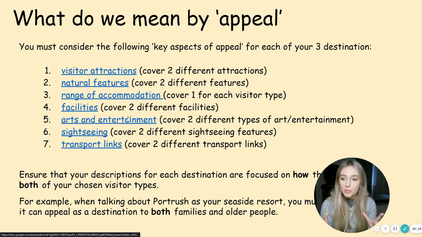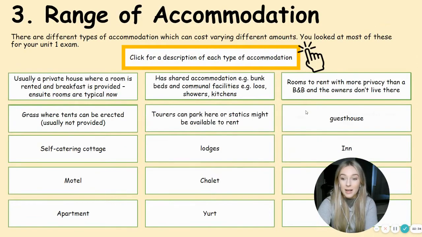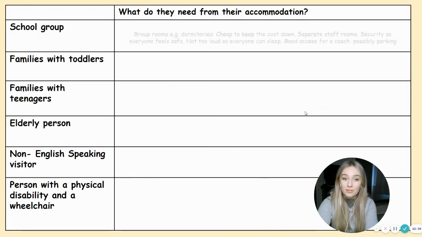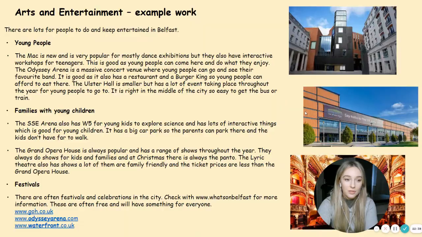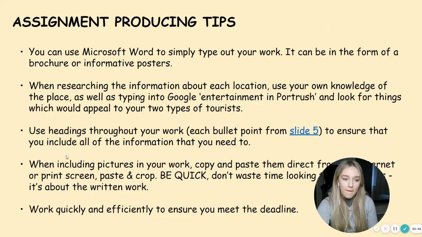So your first piece of work would be on Belfast, then you would have background information about Belfast, and then you would start into your 7 aspects of appeal, and each one of these would be its own paragraph, and within each one of them you would refer to your 2 types of customers. So basically quite similar to how I have done it in my examples that I've given you throughout. What else? You can use that as a checklist as well.